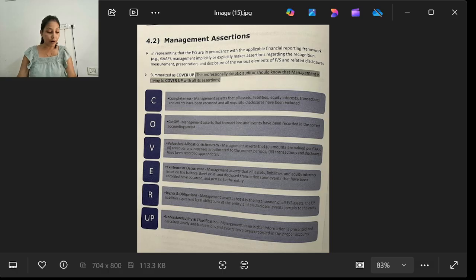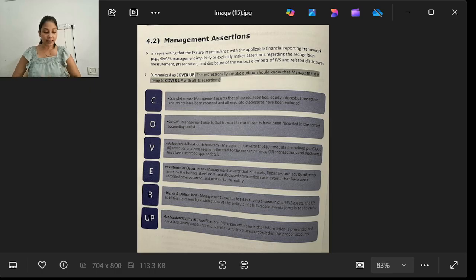So let's understand what completeness is. Management asserts that all the assets, liabilities, equity interests, transactions and events have been recorded and all the requisite disclosure has been included. That is, the financial statements are complete with all the events, all the assets, liabilities, profit, loss, transactions, disclosure. So it is complete in that sense. So completeness represents that.